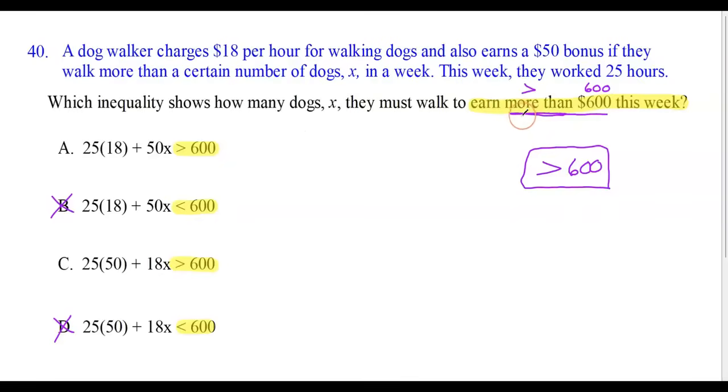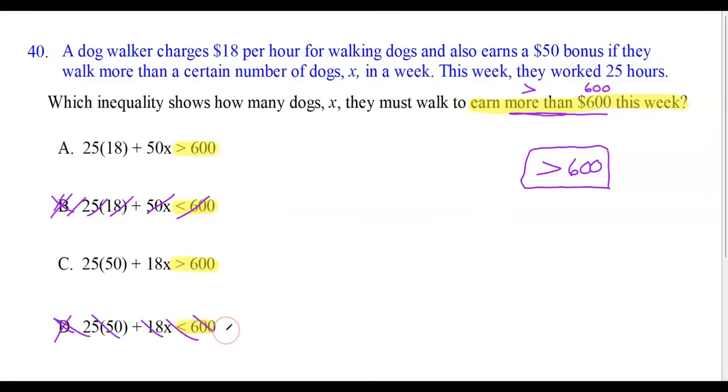So just to review, our inequality needed to say more than $600 from right here. This means more than $600. So I kept A, right, because this says more than $600. I got rid of B because this says less than $600. This inequality symbol was reversed. I kept C because this says more than $600, which matches up with this. And I got rid of D because this says less than $600, which does not match up with this.